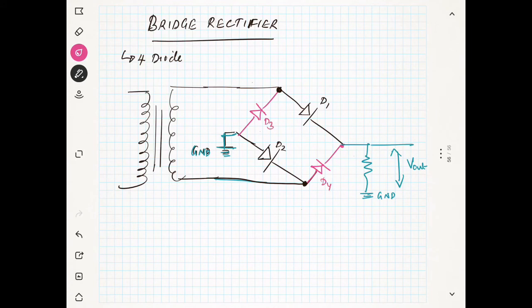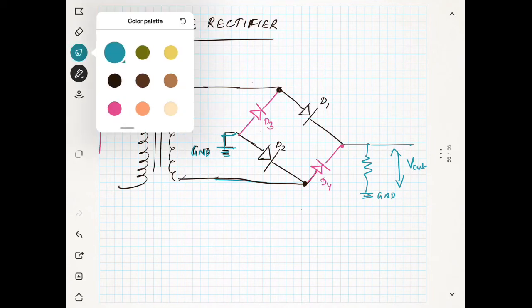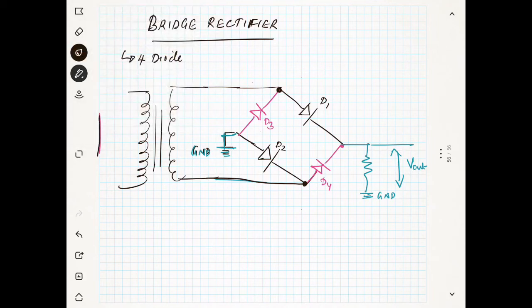Okay, so we will see what will happen during the positive half cycle. During the positive half cycle, what is the polarity? It is positive here and this is negative. I told you, since this is positive, we will get positive here and negative here, and there is a turns ratio, number of primary turns and number of secondary turns. That we will discuss later. So you see here, this is negative and this is also negative.